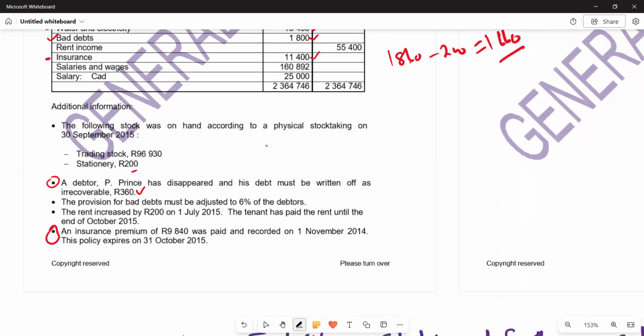This policy expires on 31 October. So you see that this insurance is covering from 1 November 2014, which is within the year that we are preparing this financial statement. But it's overlapping into October, whereas our year is ending at the end of September. So we've got one extra month that is being covered by this insurance of 9,840.